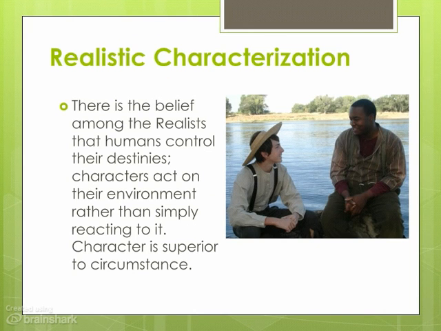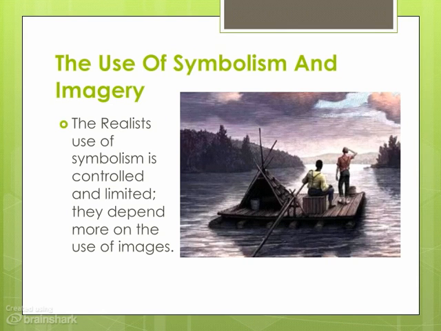For realistic characterization, there's the belief among the realists that humans control their own destinies. Characters act on their environment rather than simply reacting to their environment. Character is superior to circumstance, and definitely a focal point of the realism writer. Lastly, the use of symbolism and imagery is an important part of realism. The realist's use of symbolism is controlled and limited. They depend more on the use of images.